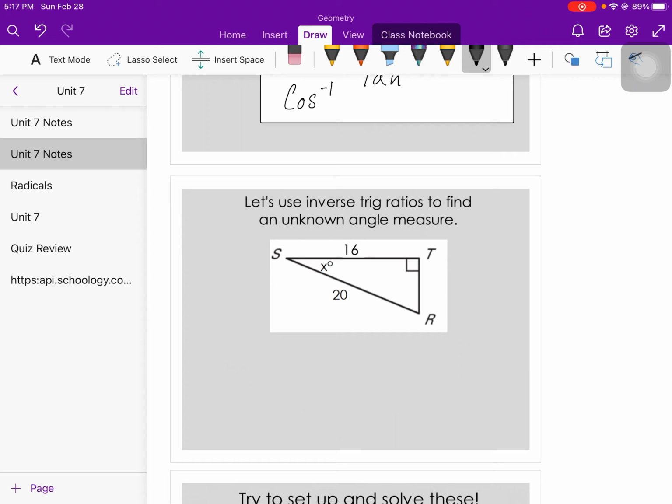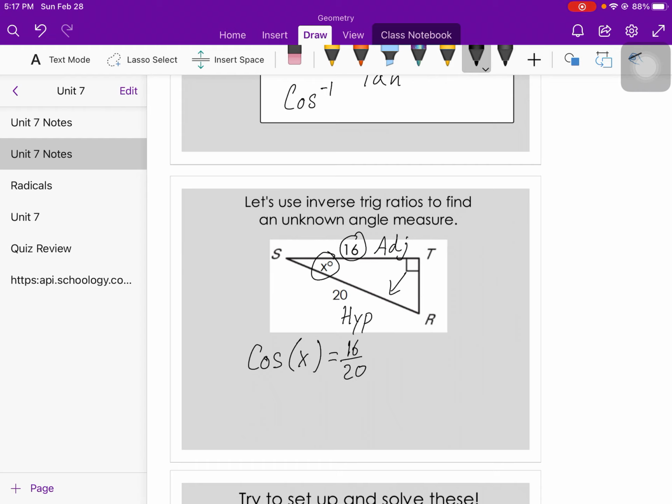This first problem, just like when we're finding missing sides, you want to identify the angle that you're using. In this case, it's x. And then think about how the sides relate to that angle. So 16 is next to it, so that's going to be the adjacent side. And 20 is the biggest side across from the right angle, so that's the hypotenuse. Therefore, we need to use cosine of our angle, which would be 16 over 20.